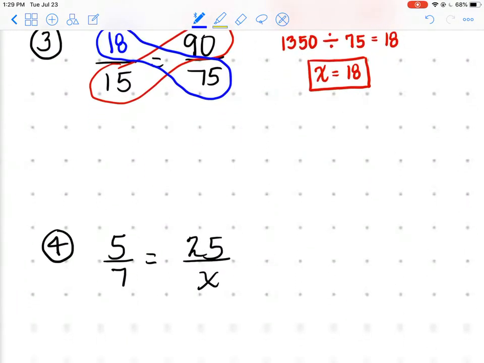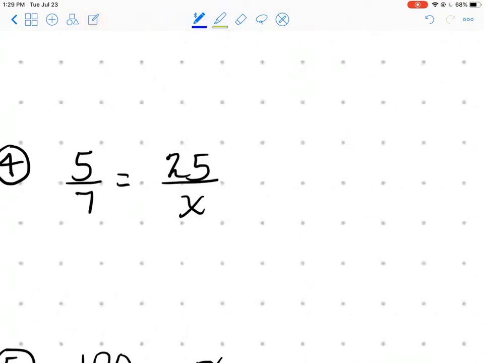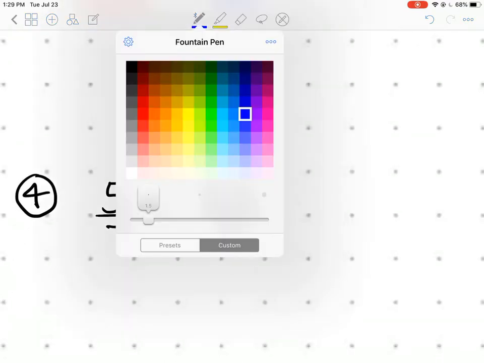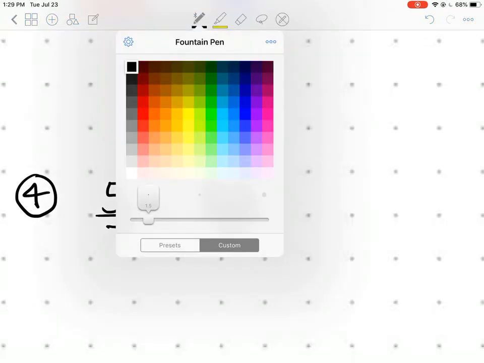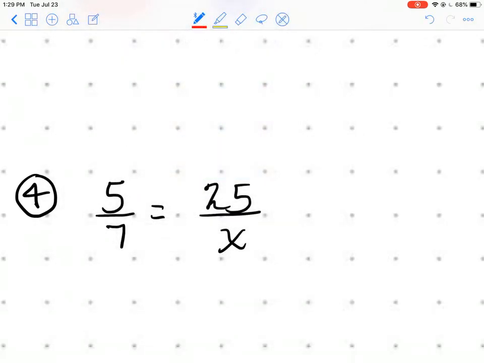Okay, let's look at number 4. We're solving a proportion. The good news is this works the same way every time. So once you learn how to do this, you can use this for lots and lots of things in math. If I could only teach you one thing in all of math, this would be the one thing.